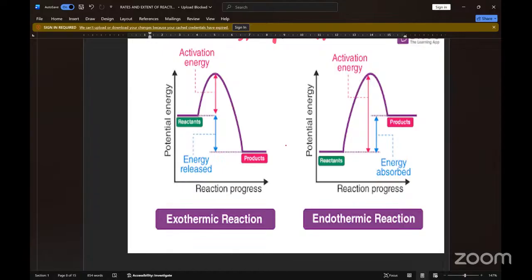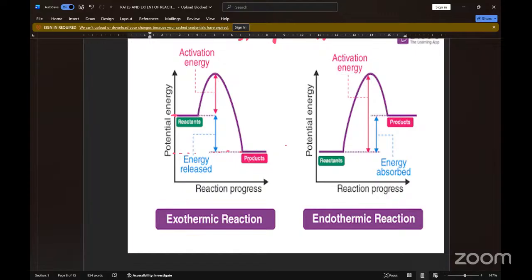And then this is reaction progress. Reaction progress is just like time. With an exothermic reaction, the potential energy of the reactant is higher than the potential energy of the product. Okay, this is the potential energy of the product. If we take it backwards, it's going to be here. So the product is lower than the reactant, and therefore we say that it's more stable.